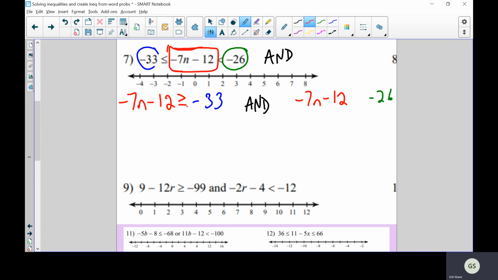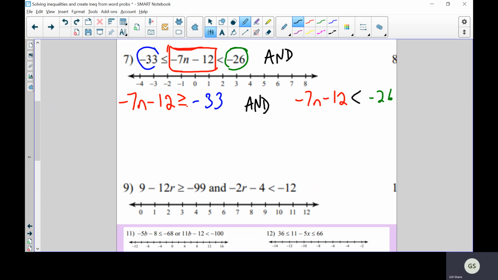On the other side, though, where I'm comparing the red box to the green negative 26, well, there the variable's already on the left. The negative 26 is larger because that's the way the alligator mouth is pointing. You can see right there. So when I do that, I'm going to go ahead and keep it just like it was, and I would write in the same exact symbol, just like that. I don't need to flip that because the negative 26 is still greater than the negative 7n subtract 12.